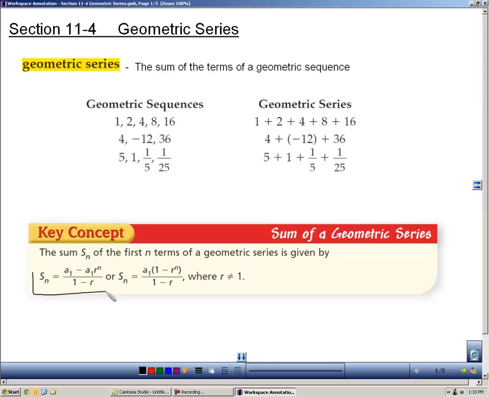There's actually two versions of the formula, this one and this one. You can see things that we've talked about in the past. A sub 1 is the first term. R is that common ratio. Notice that R cannot equal 1. You can't use geometric series in which R is 1, because then you would be dividing by 0.